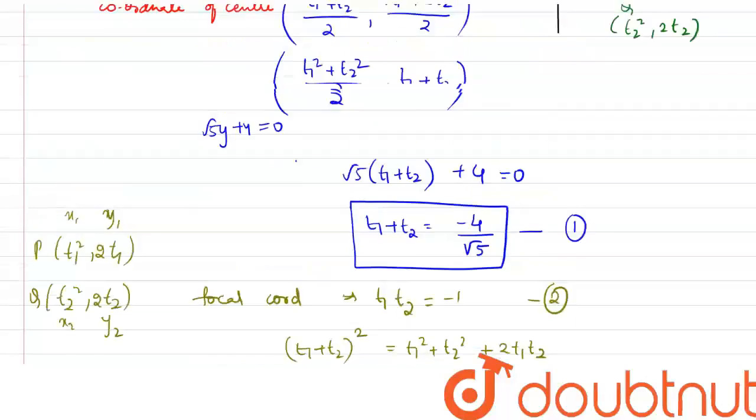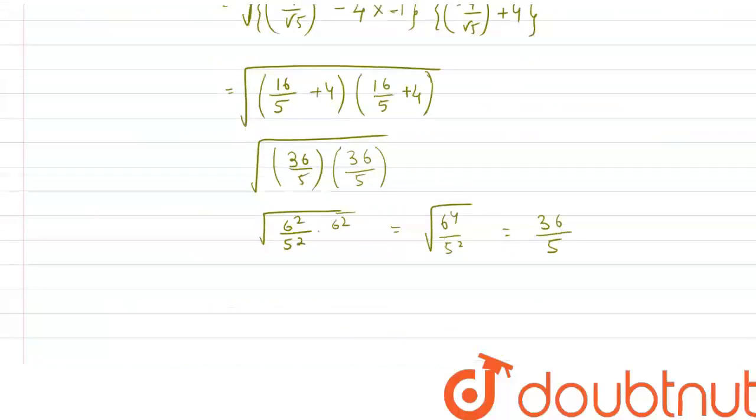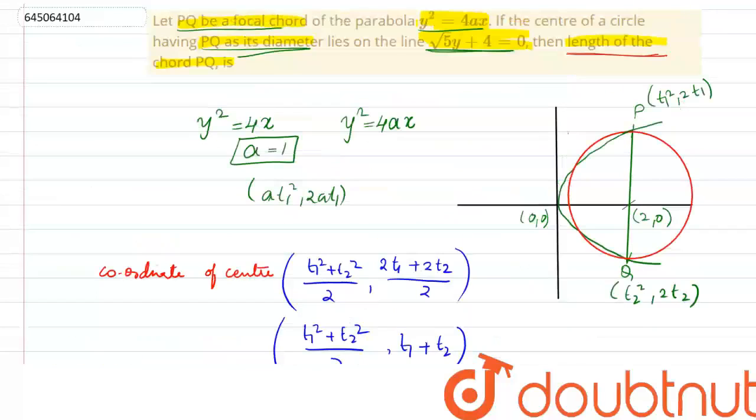Now what is our question? Our question is an integer type question. If we simplify this, what do we get? 7.2 is our answer. Yes, 7.2 or 36 by 5 is our answer.